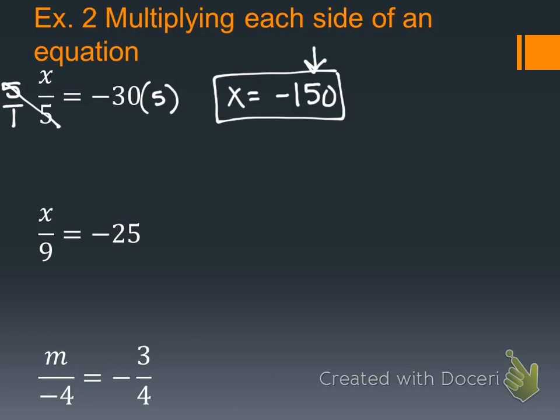Now on this next one, what am I going to do, Amanda? Multiply x over 9. Very good. Multiply by 9, which will cancel out. Multiply by 9. What is negative 25 times 9? Negative 225.